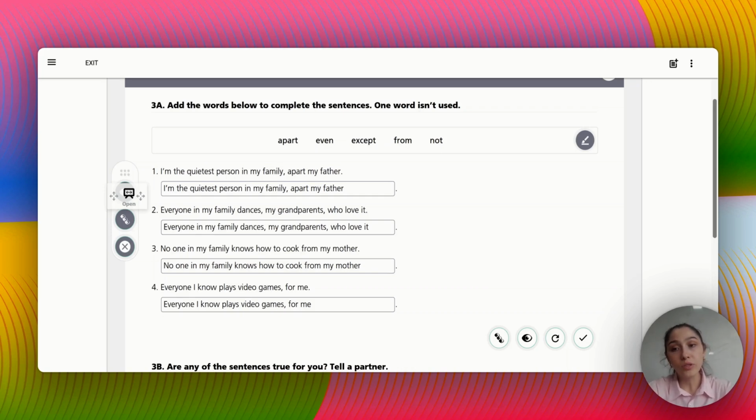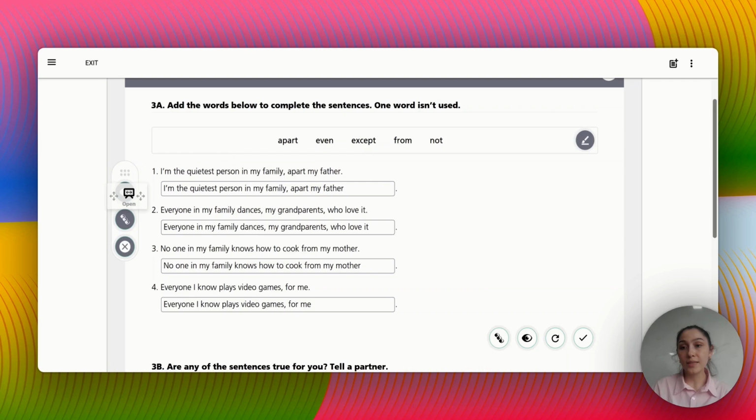So, one more time, key differences. Apart from is more flexible. It has two meanings, including and excluding at the same time. Except for is always exclusive. It is just exclusive. And not even focuses on the lack or failure of something, emphasizing something unexpected. So, I hope that you understand it and refreshed your mind about this. So, let's turn to some exercises.